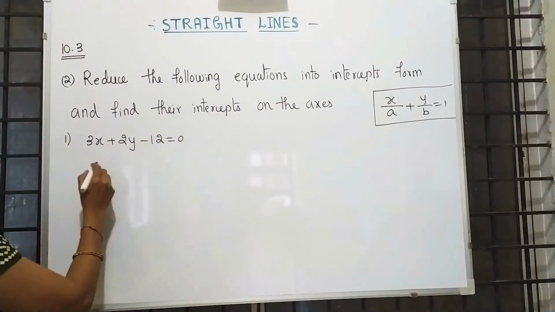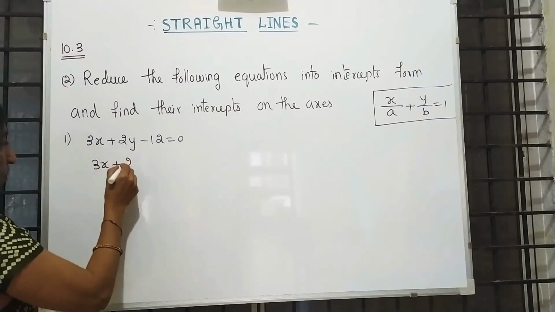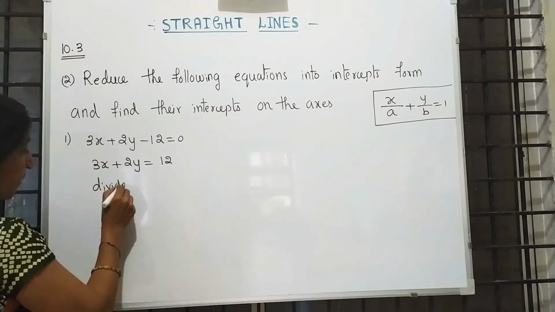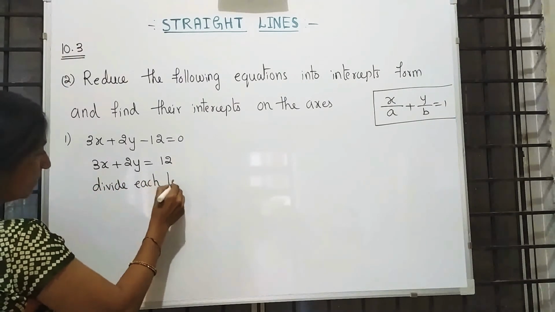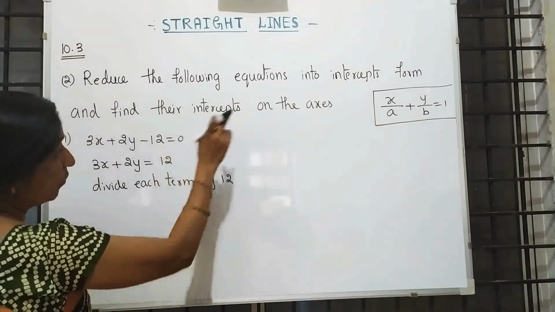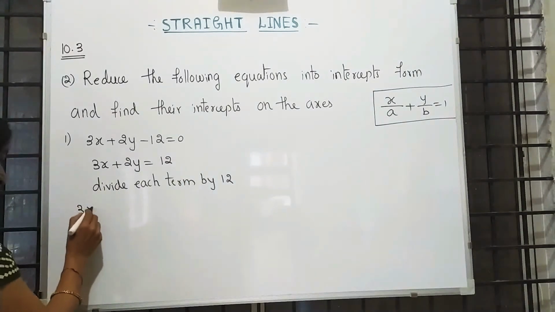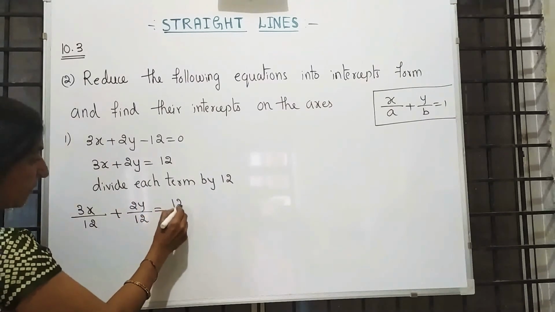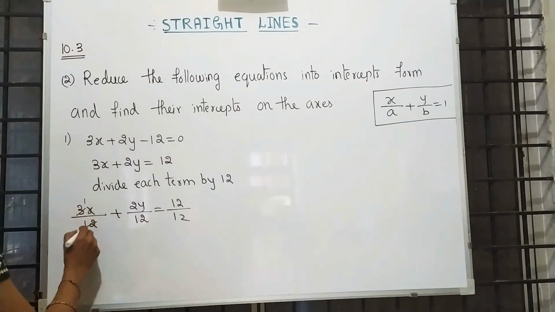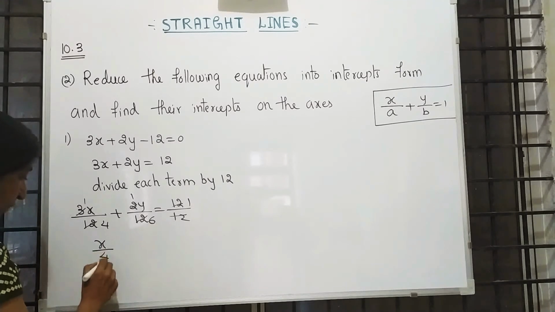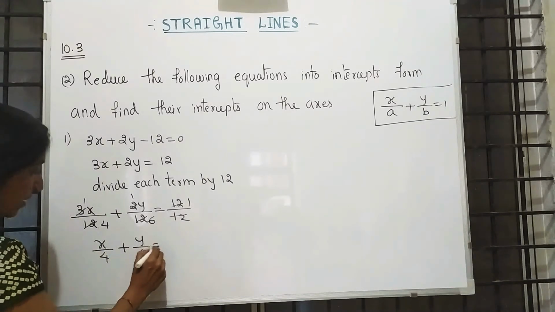Here we have to take 12 to the right side, because without x and y it goes on the right side. Now divide each term by 12, because instead of 12 we want 1 on the right side. To get 1 we divide by whatever number is present. And to balance the equation we divide each term. If cancellation is there, go for that cancellation. Now it is x by 4 plus y by 6 is equal to 1.